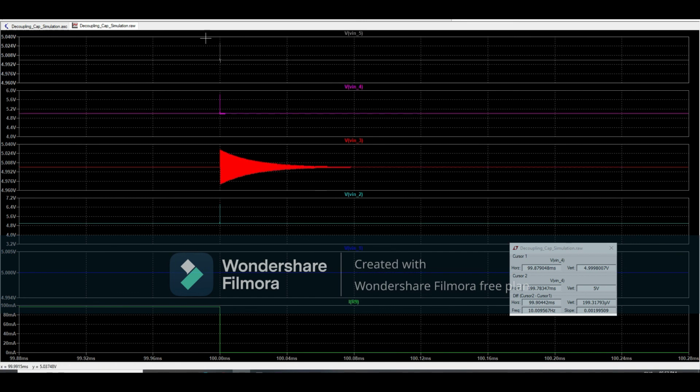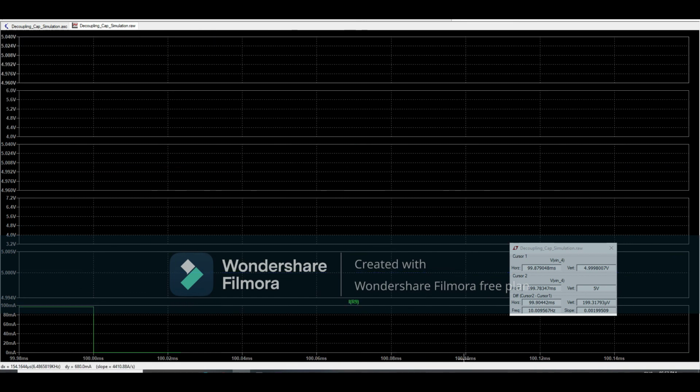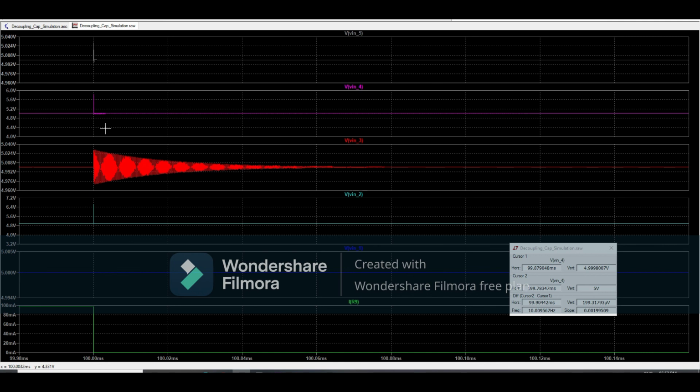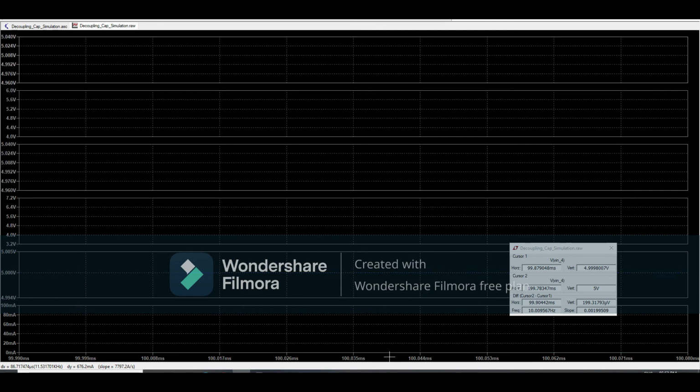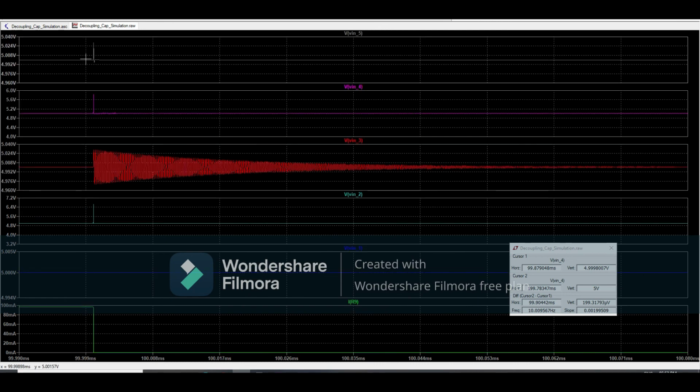Let me zoom the waveforms. So we see in Vin3, when we place a decoupling capacitor near to the IC pin, we see a ringing effect. This ringing effect can be reduced by the damping resistor, which is given by root of L by C. And in voltage waveform 5, we see no ringing effect.